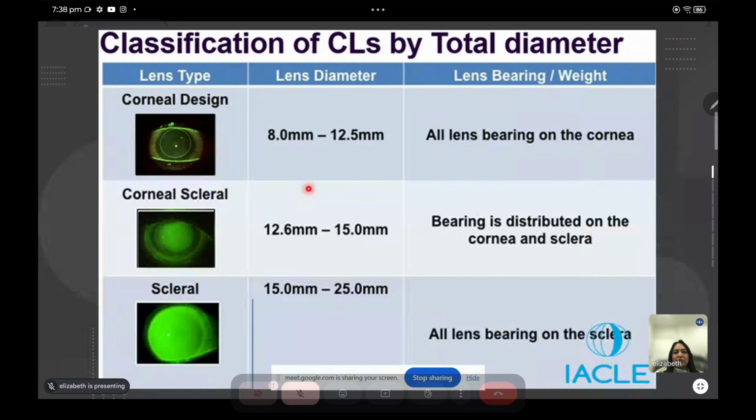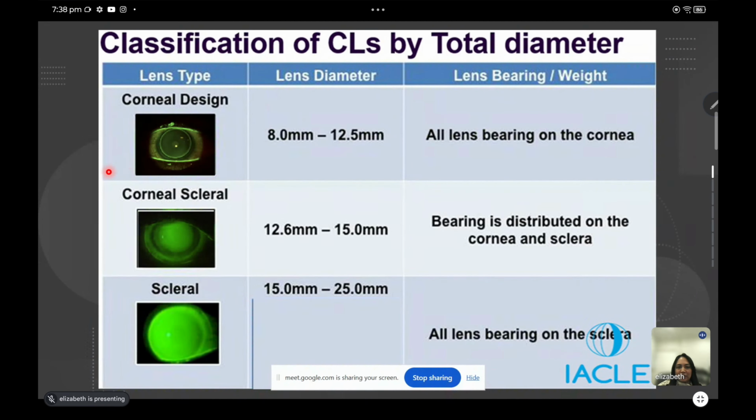Oblate design, I just want you to familiarize yourself with the different types of RGPs that we have. So I think we all know the corneal design very well. This we've been fitting for years now. With corneal lenses, those diameters are usually between 8 to about 12.5 millimeters. And with corneal lenses, the weight of that lens bears entirely on the cornea.